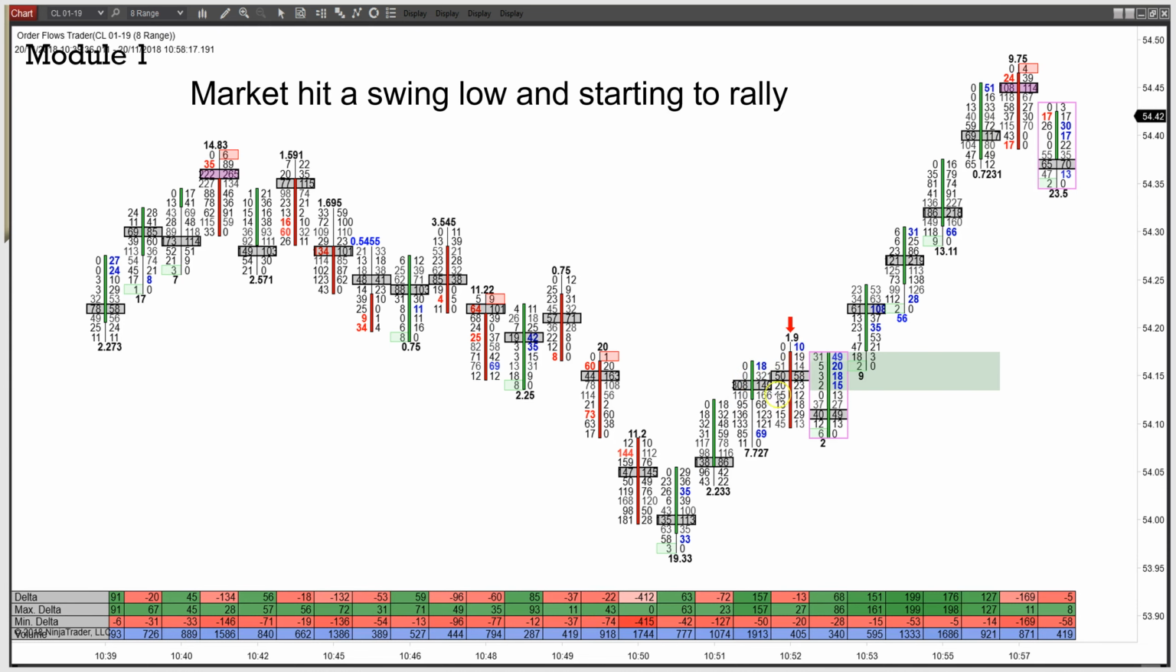And then the next bar is kind of mixed. It's a red candle, but you got 1 buying imbalance in there. I wouldn't worry about that. But then this next bar here, you got stacked buying imbalance. You got 4 buying imbalances in this bar.